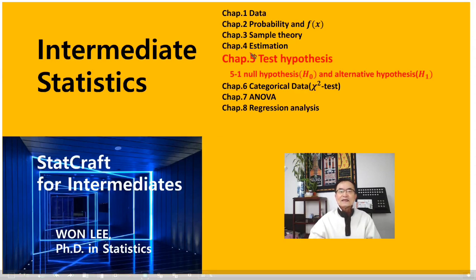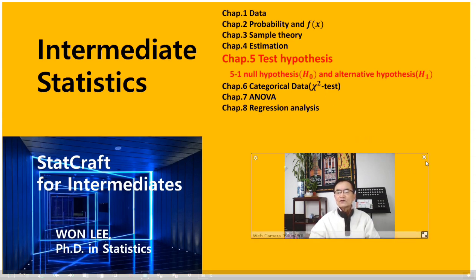We already studied estimation. Estimation and test hypothesis are very much related. Of course, estimation is an essential prerequisite for test hypothesis. After studying estimation and test hypothesis, we'll go to the statistical analysis methods: categorical data analysis, ANOVA (analysis of variance), and regression analysis. So just keep in mind what is going on in test hypothesis.